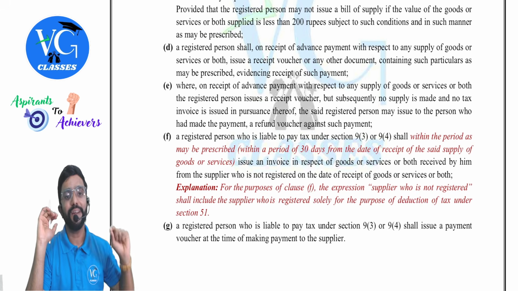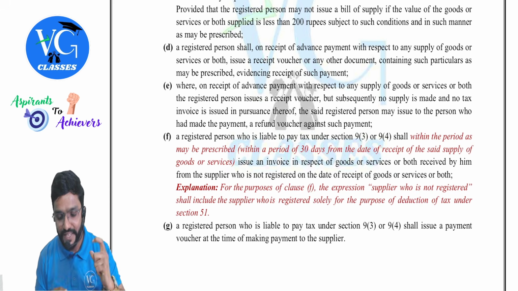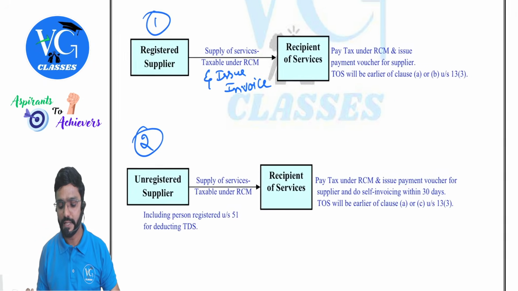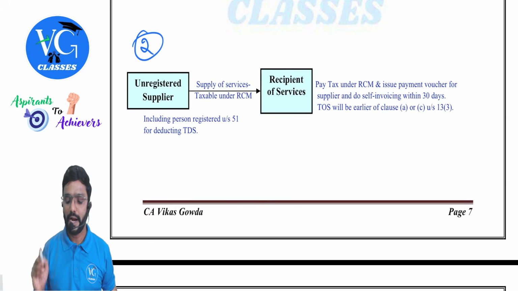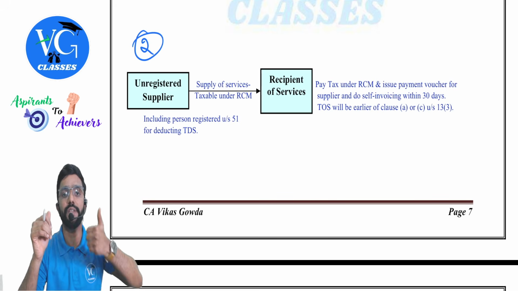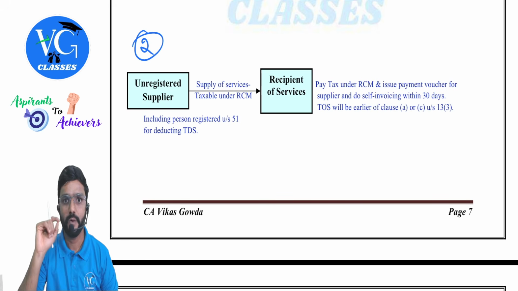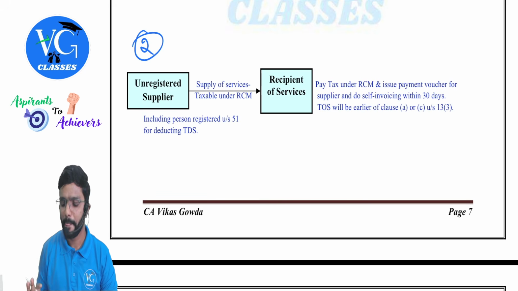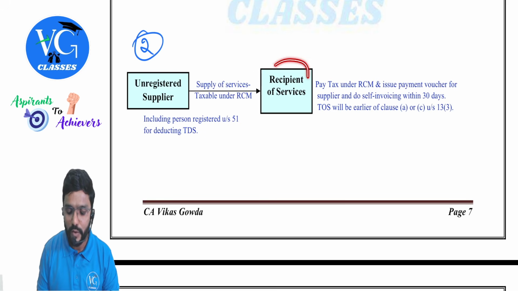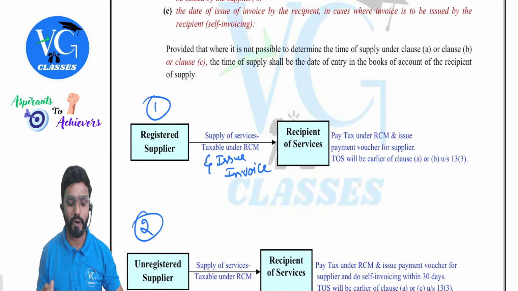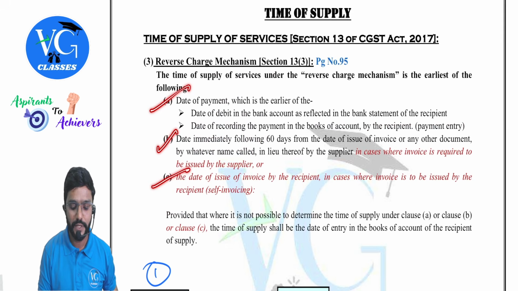Okay, yes. So if the supplier is not registered, then the recipient has to do self-invoicing and pay the GST. And within what time does the self-invoicing have to be done? Within 30 days of receiving the goods or services, guys. Clear? And here we are talking about services. In that case, what would be the time of supply for the recipient to pay GST? It would be the earlier of clause A or clause C, whichever is earlier.